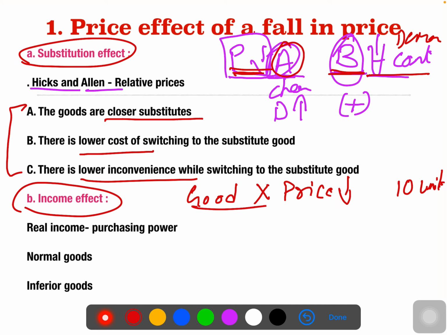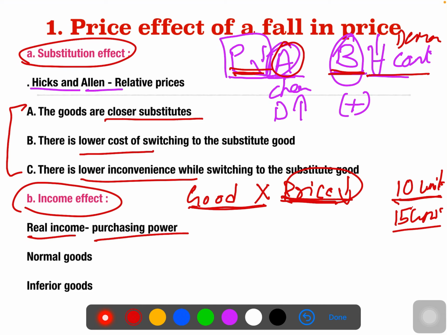Because of that, instead of purchasing 10 units, I can now purchase 15 units with the same income. Got the point? When the price of good X is decreasing, I can purchase more quantity of the same good. Instead of 10, I can purchase 15 because the good's price got decreased. So my real income is going to increase because the price of good X decreased.